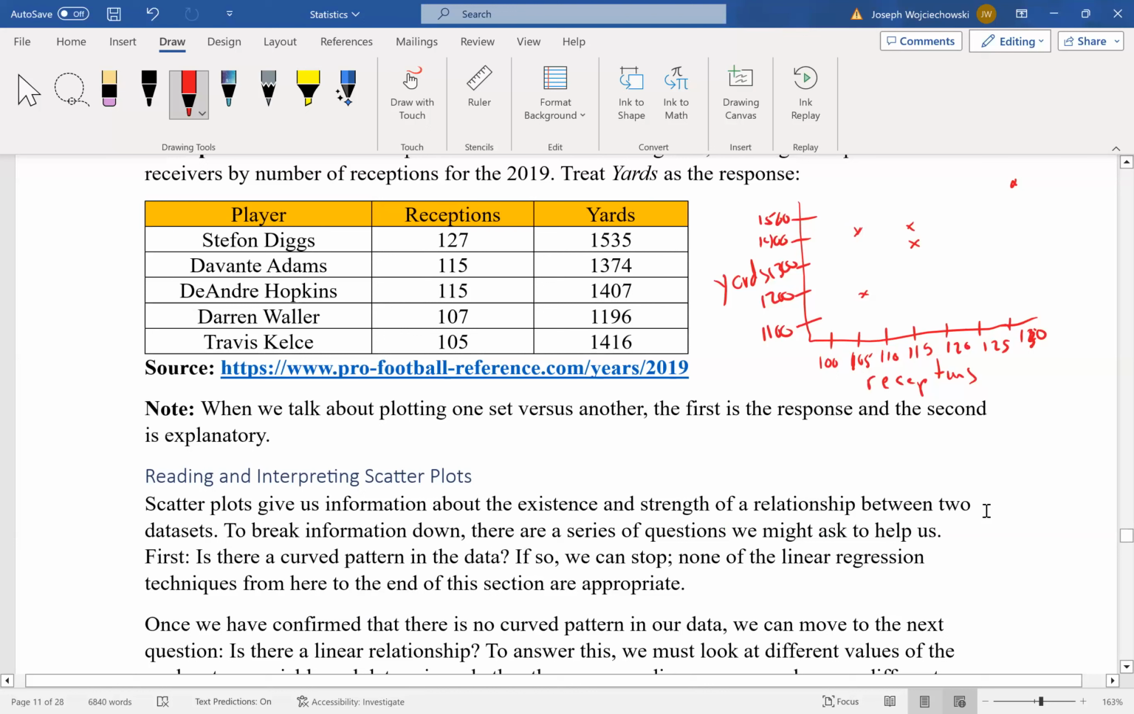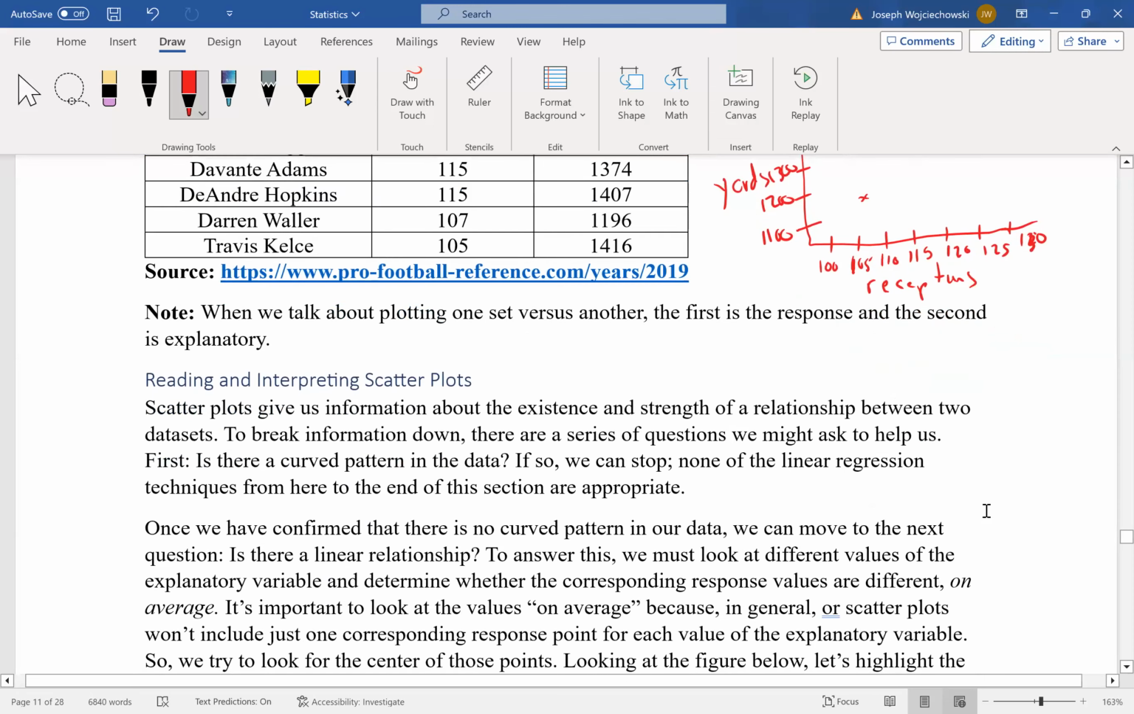When we talk about plotting one set versus another, the first is the response and the second is the explanatory. So what about reading these scatter plots? They give us information about the existence and the strength of a relationship between two data sets. To break information down, there are a series of questions we might ask. First, is there a curved pattern in the data? If so, we can stop. None of the linear regression techniques from here to the end of the section are appropriate. So we're not going into other regression techniques. There are others out there, though.